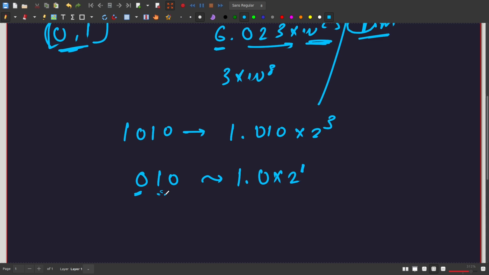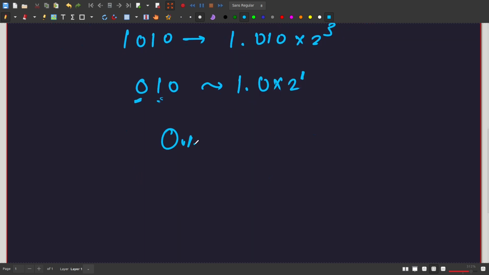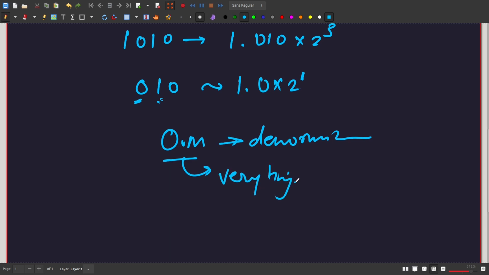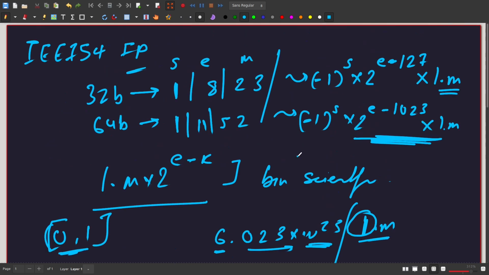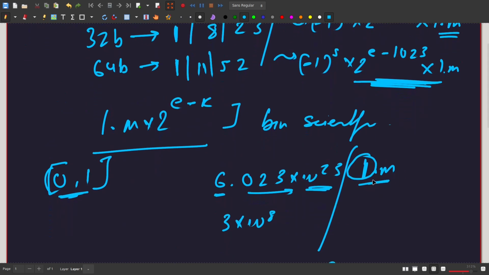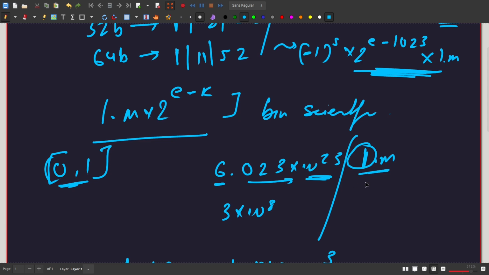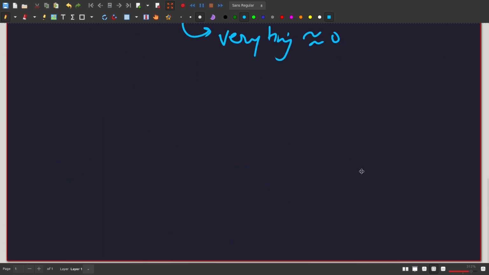One thing to point out is that you can in fact have a 0.m form, and this is called the denormalized form. The denormalized form is used only when the value is extremely tiny, very close to 0. Otherwise we stick with the normalized form, which is this 1.m form of writing it.